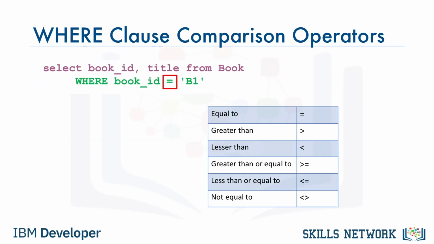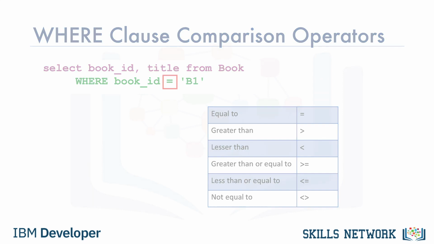The previous example used the comparison operator equal to in the where clause. There are other comparison operators supported by a relational database management system: equal to, greater than, less than, greater than or equal to, less than or equal to, and not equal to.